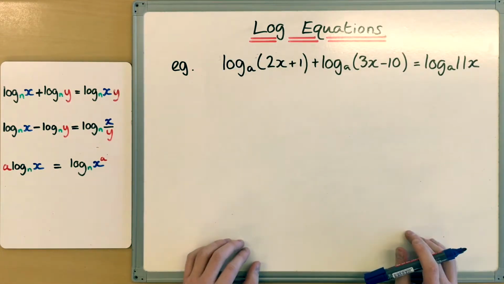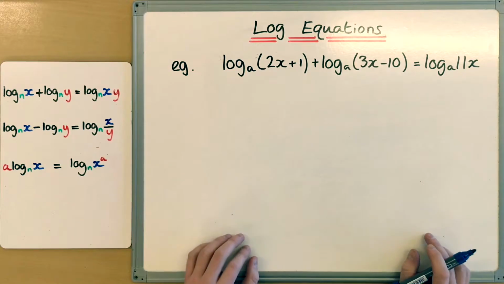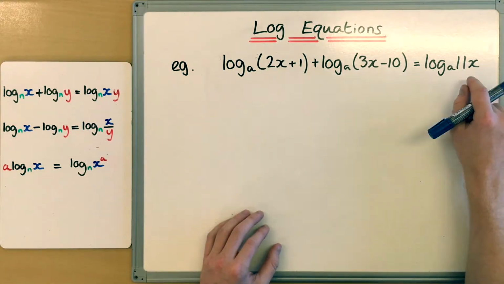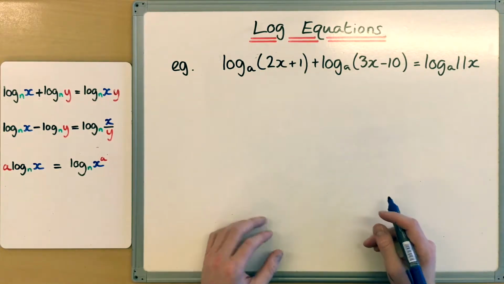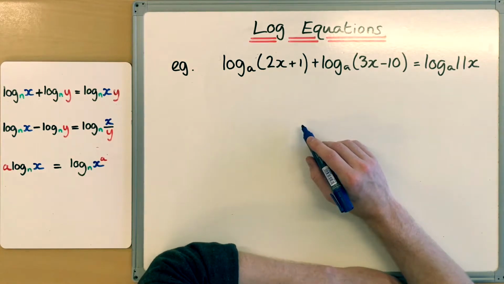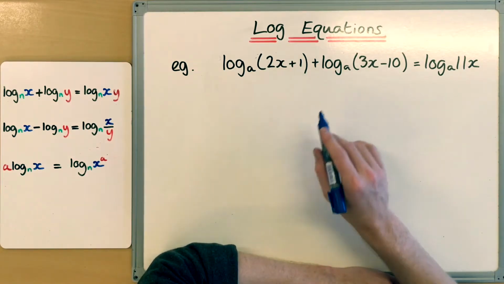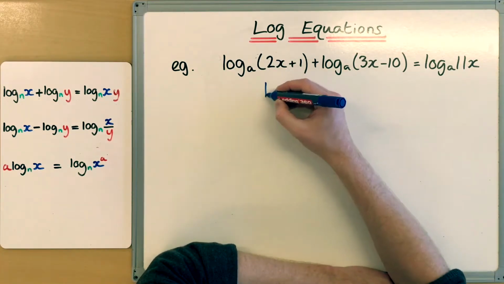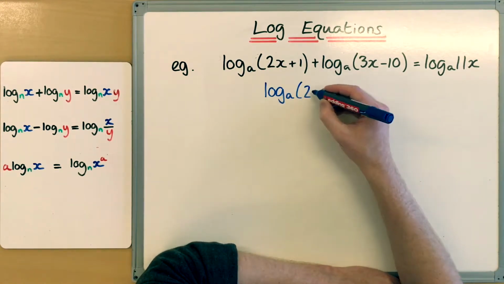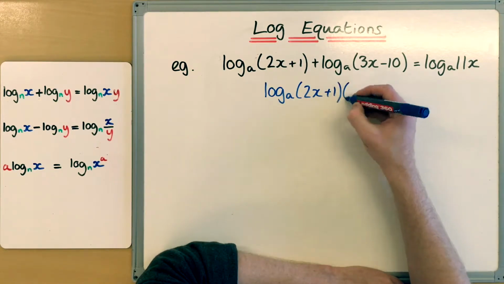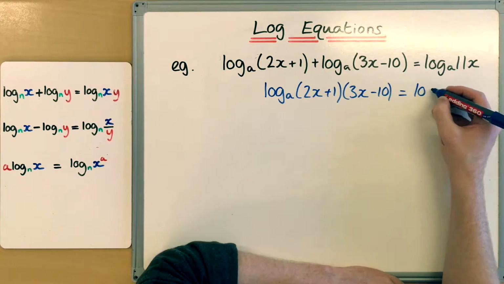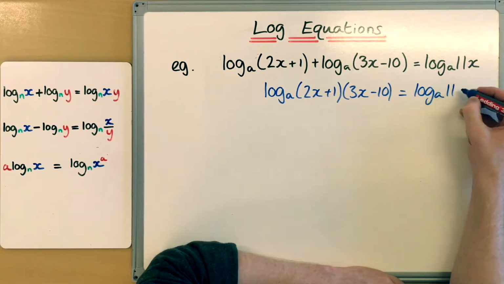Okay, so the final log equation is this complicated looking thing. What I would say is that when we come to copy this down, take your time. I just had to redo this because when I copied it down, I accidentally forgot the x there, which completely changed my question. So, first of all, looking at the left-hand side here, I'm going to put together these two logs. Adding means it's going to become multiplied together inside a log. So log of 2x plus 1 brackets 3x minus 10 equals log to the base a of 11x.